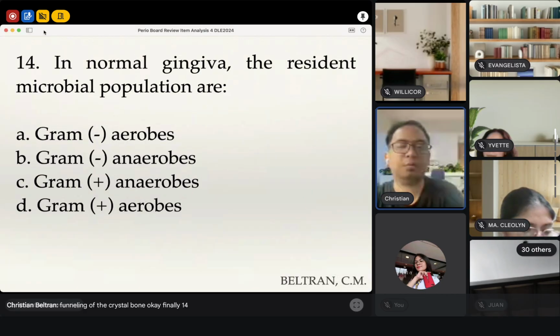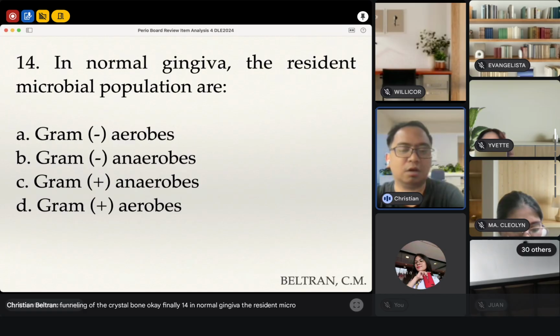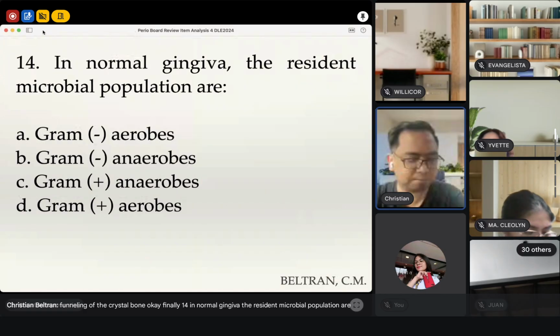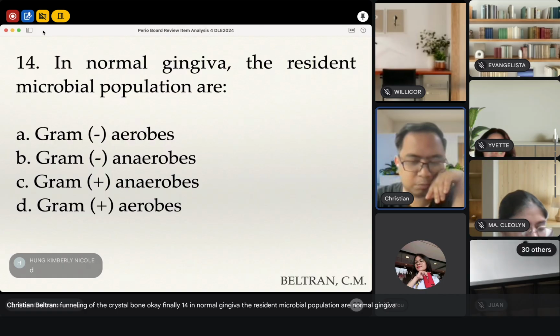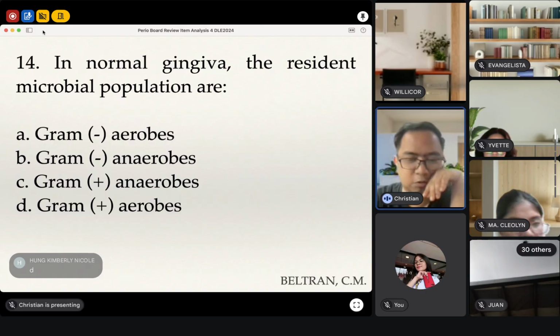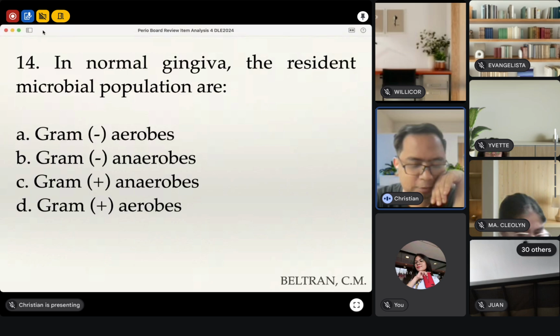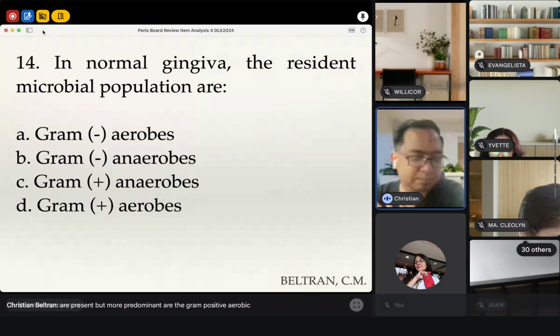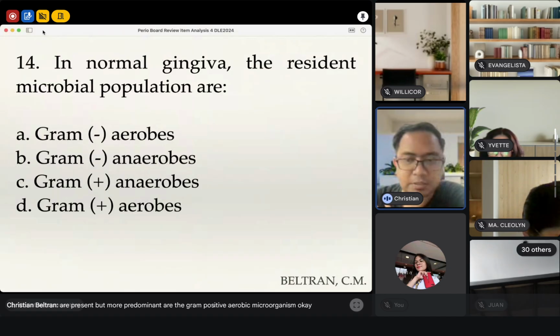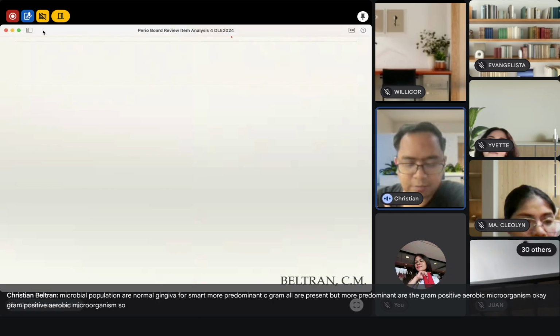Number 14. In normal gingiva, the resident microbial population are, of course, all present, di ba? But more predominant are the gram positive aerobic microorganisms. Okay? Gram positive aerobic microorganisms.